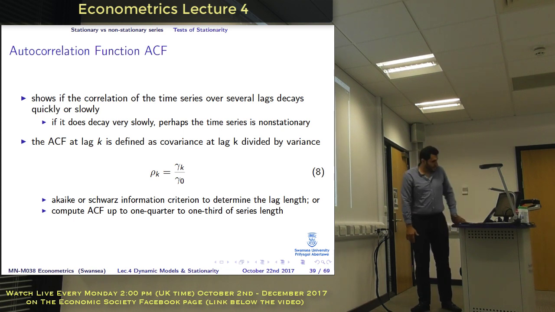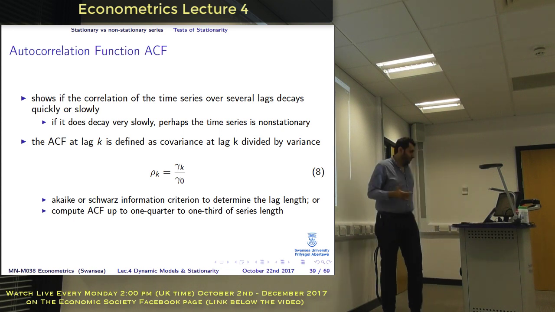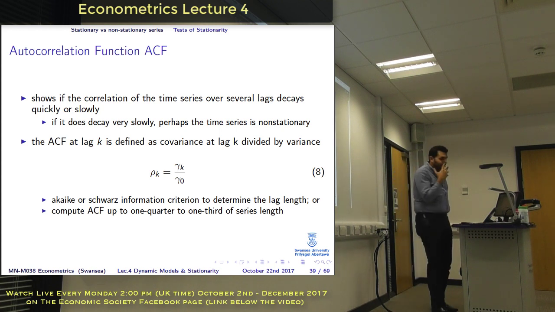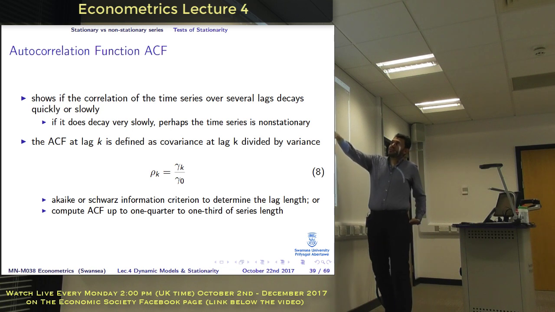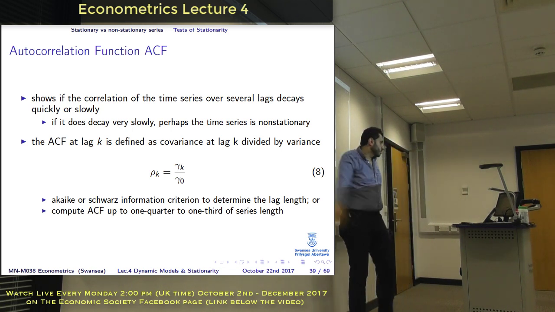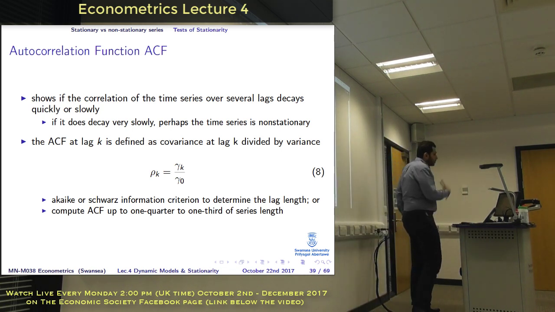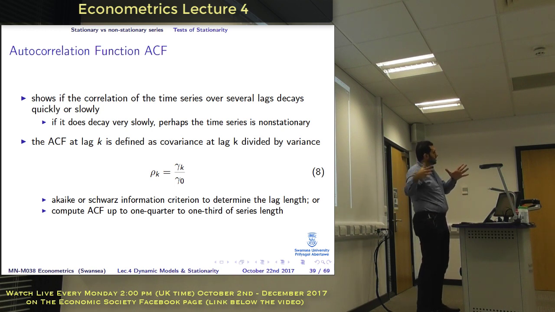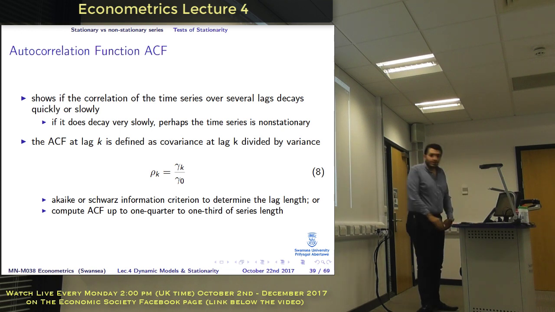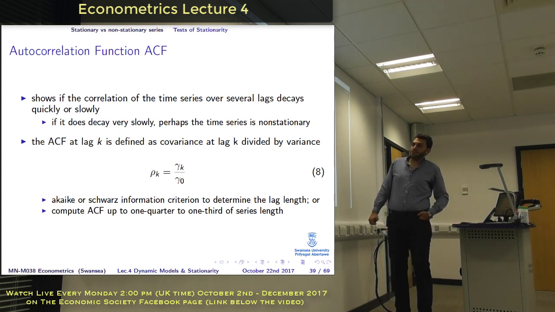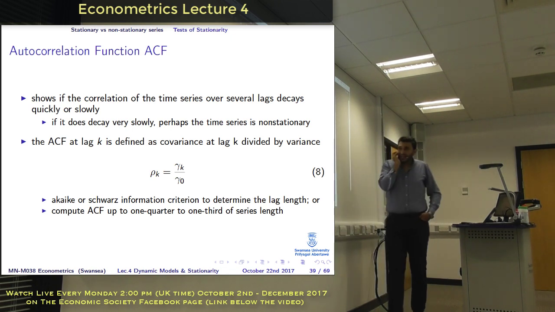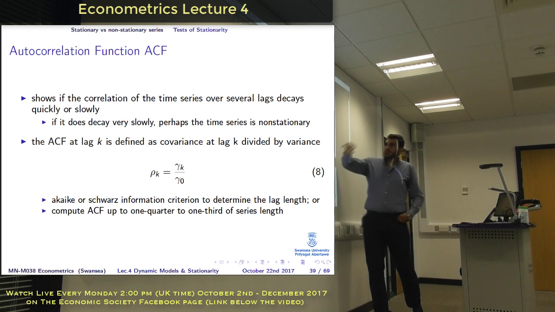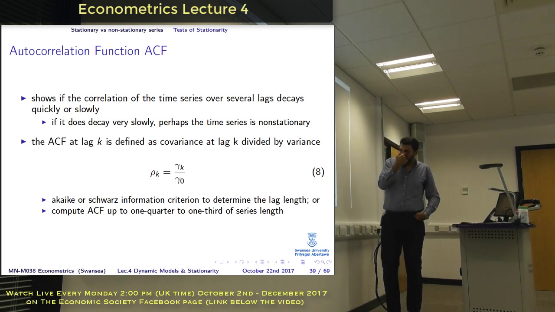The other way is to look at the autocorrelation function. The autocorrelation function would show you if the correlation of the time series over several lags decays quickly or slowly. If it decays slowly, that means it is a non-stationary time series. Here's how this is calculated: the autocorrelation function at lag k is the covariance at lag k divided by the variance.